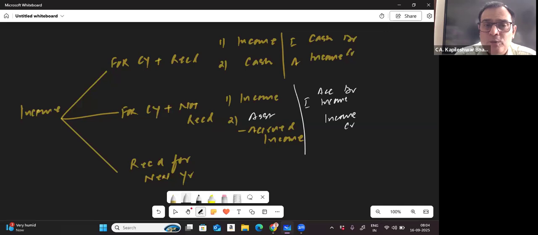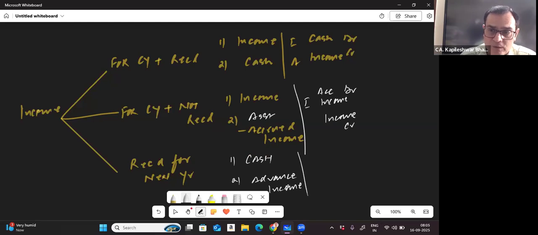And then finally, we are also looking at the third permutation, income received for the next year. Are you going to book an income? Of course not. So this is advance income. Cash is an asset. And what about the advance income? That's a liability. So cash is increasing. So cash gets a debit and the advance income gets a credit. Super.